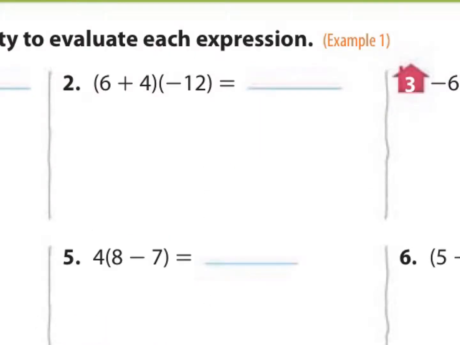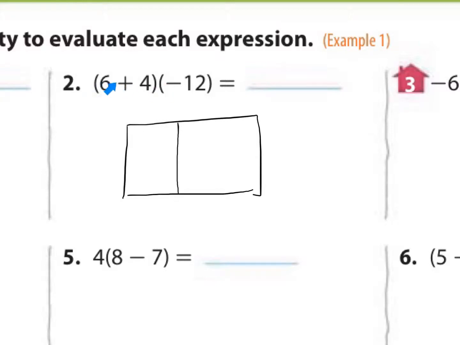Okay, so let's draw a rectangle. You have this rectangle here. It's divided into 2 parts, and the length will be your 6 plus 4, and the width is negative 12. This is just an example. It's kind of weird to have a negative width, but I'm just using it in theory to show you how you could use the area model.